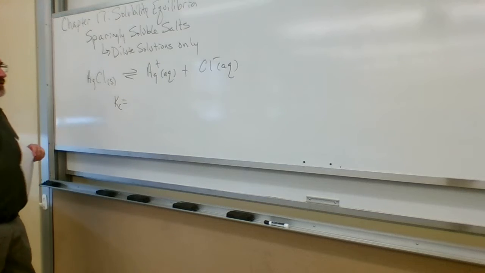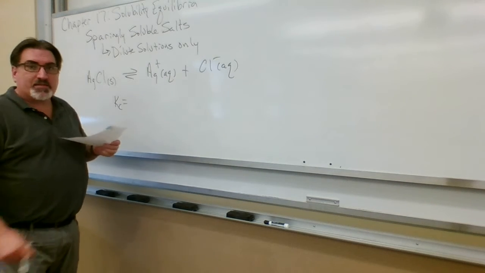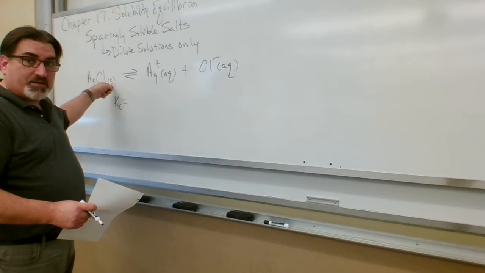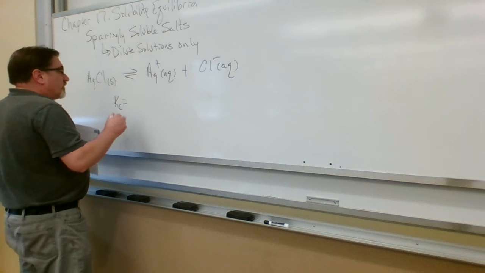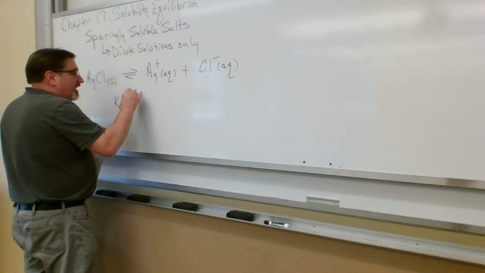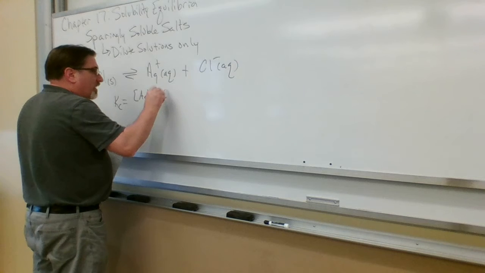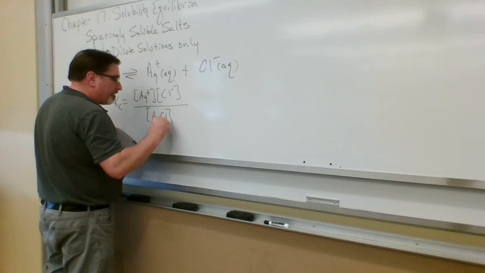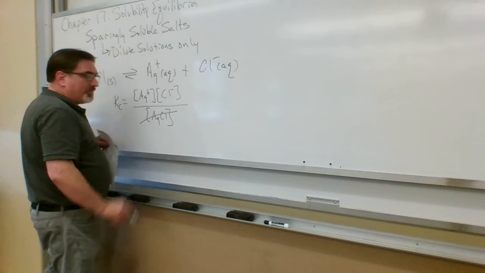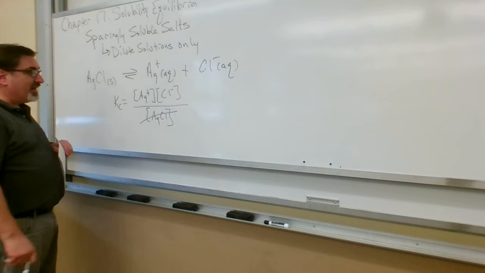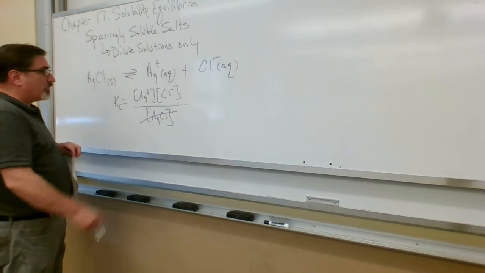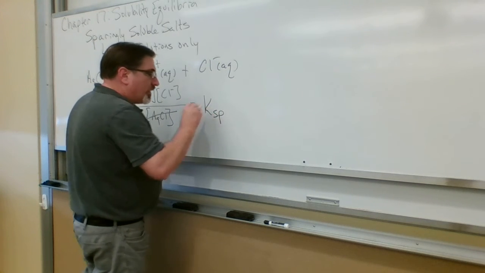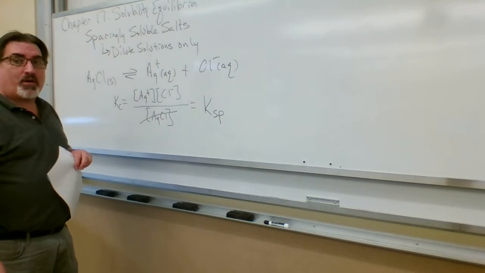And the Kc value is going to be still products over reactants. But notice that our only reactant is a solid, and solids don't show up in K expressions. We ignore them. So Kc, which we would normally write as [Ag+][Cl-] over [AgCl], well, we don't write that because it's a solid. And because of that, we don't say it's Kc anymore when we're dealing with these sparingly soluble salts. We call it Ksp for the solubility product.